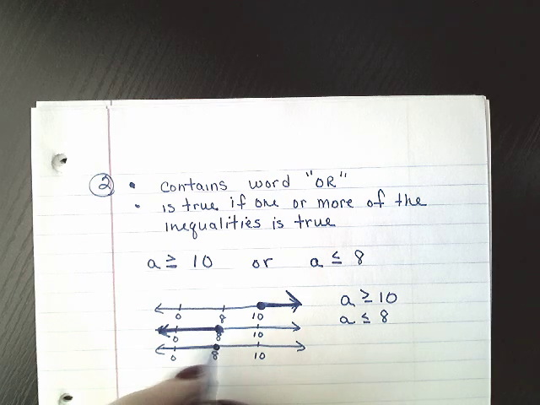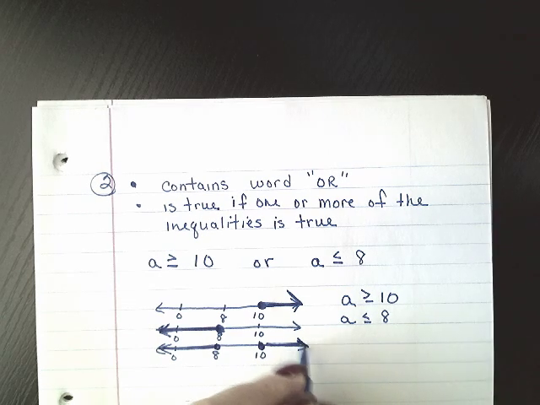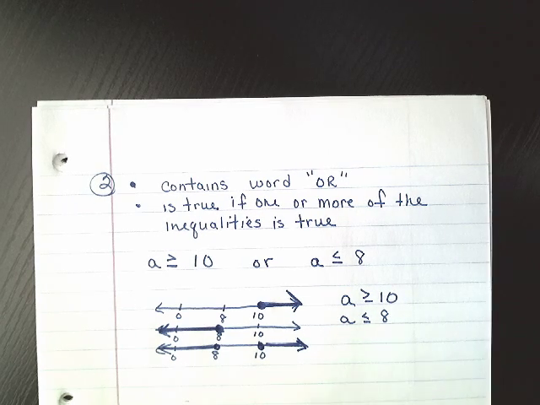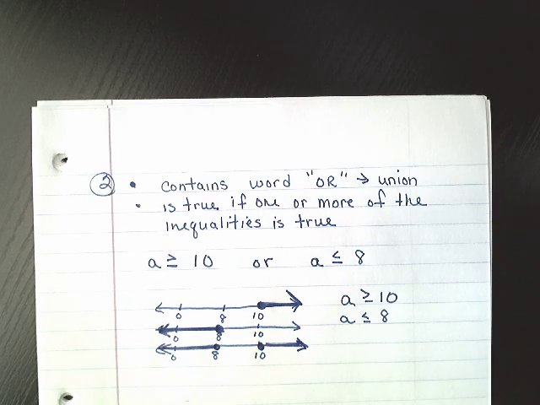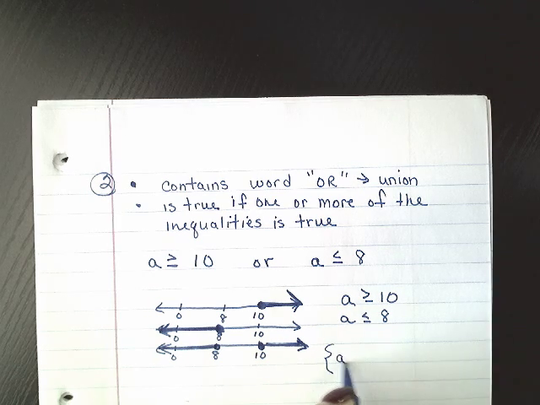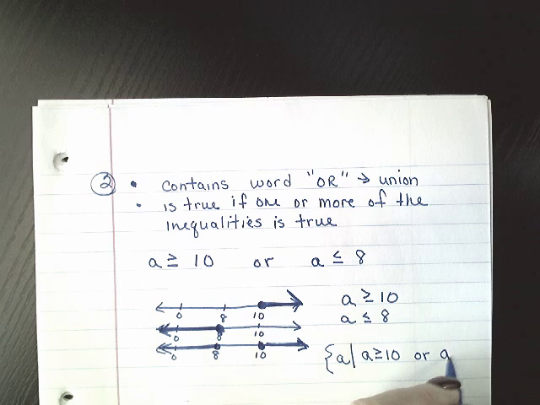So for both, okay, it's the union of the two. All right, so our answer would be, for all values of a, a is greater than or equal to 10, or a is less than or equal to 8. Okay, so that's when you have the word or, you're going to have 2 parts to the solution, not just one.